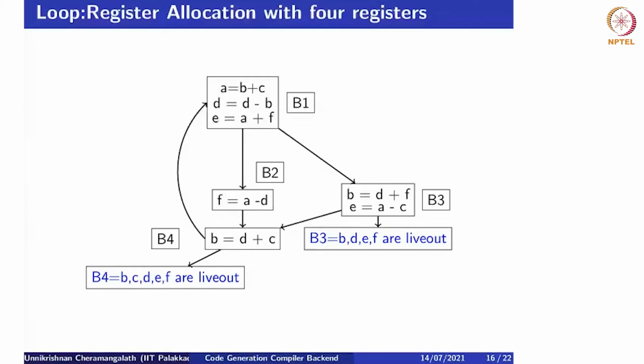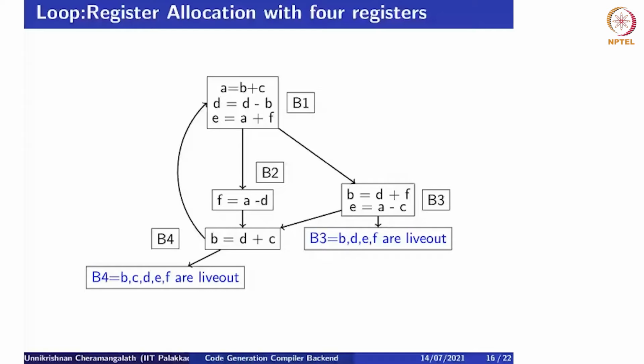Here it's already given that B, C, D, E, F are live out for B3. What is live out? It means live at the end of the basic block. And what exactly does live mean? Their value will be used in the future. Yes, the current value of these variables will be used before it is defined again.